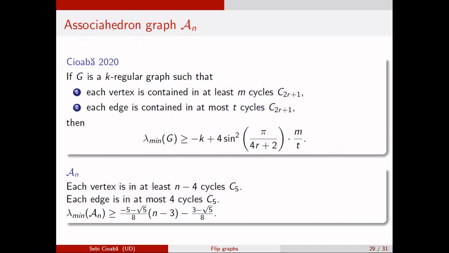So it turns out that you can prove that in A_n, each vertex is in at least roughly n cycles C5, and each edge is in at most 4 cycles C5. You can prove this combinatorially with triangulations. And when you crunch these numbers, you get some kind of weird expression there as a lower bound for lambda min.